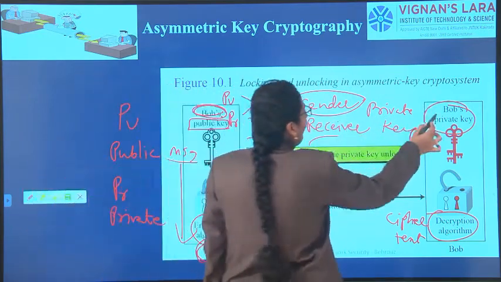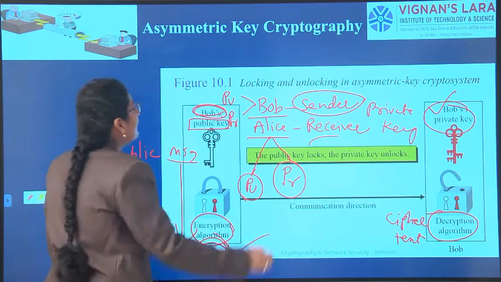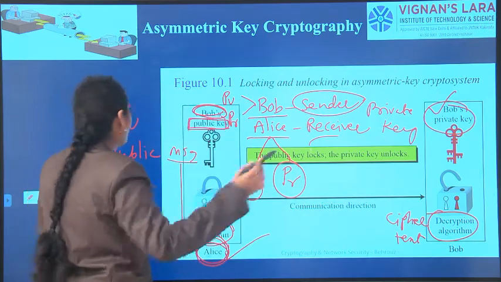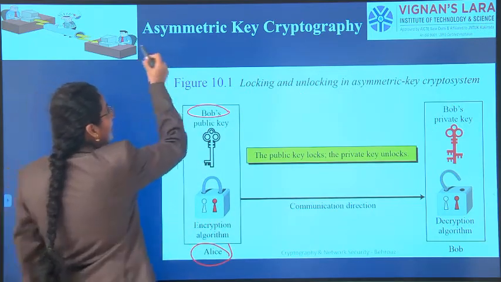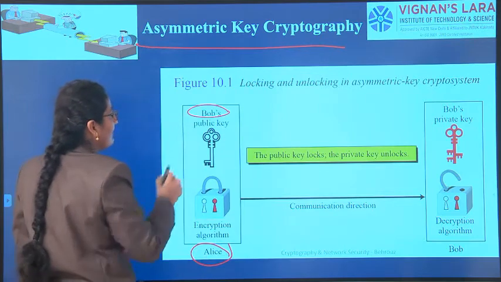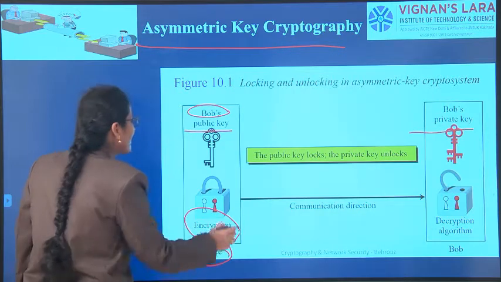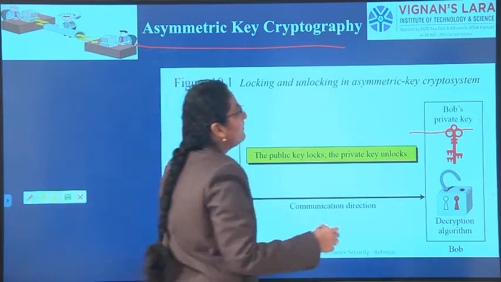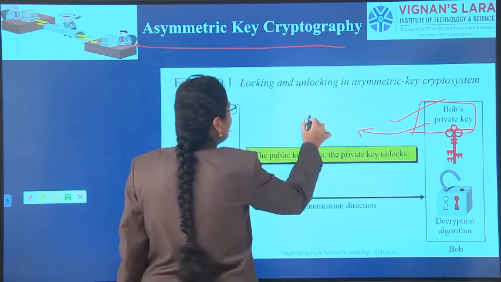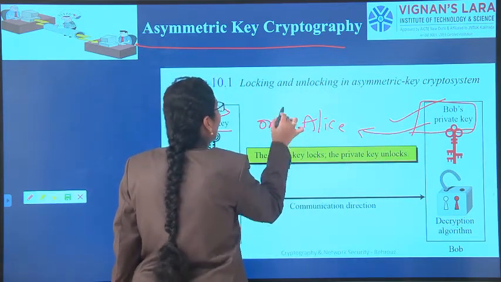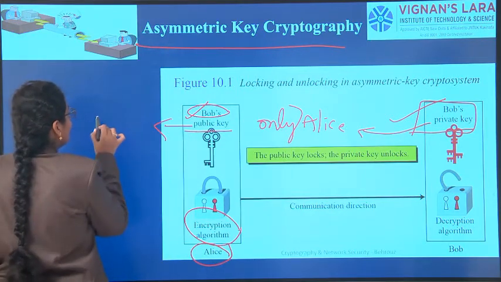Means Bob's private key we are using. Bob's private key is only given to Alice. Bob's public key is given to everybody else. Bob is the sender, Alice is the receiver. We are talking about asymmetric cryptography because we will have a public key and a private key. For encryption we are using the public key. For decryption we are using the private key. This private key is known only to Alice. This public key is known to everybody.